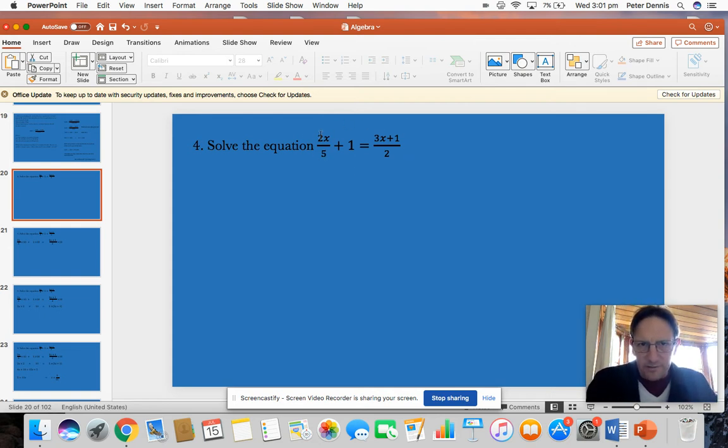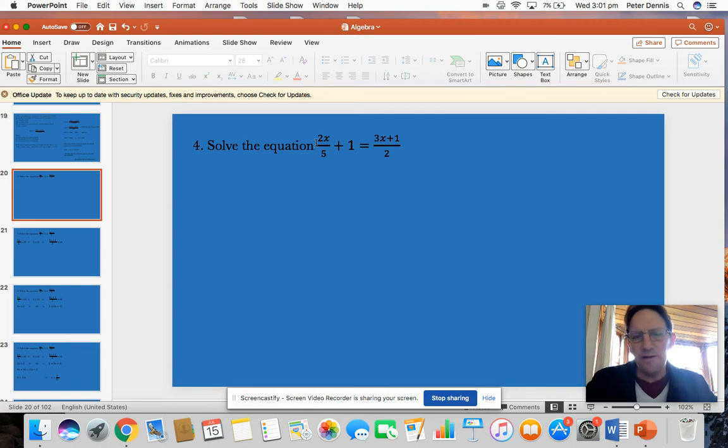What makes this difficult, the way I look at these equations, is the fractions. So the first thing we want to do is see if we can get rid of all these fractions. Now we've got something divided by 5 and something divided by 2. So what I'm going to do is multiply everything by 10.